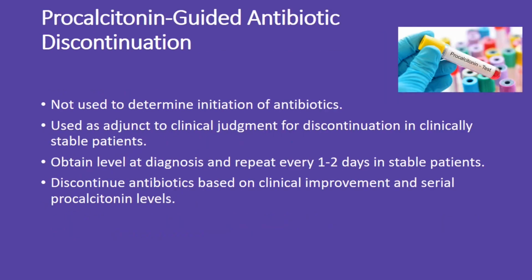Procalcitonin-guided antibiotic discontinuation. Not used to determine initiation of antibiotics. Used as an adjunct to clinical judgment for discontinuation in clinically stable patients. Obtain level at diagnosis and repeat every 1 to 2 days in stable patients. Discontinue antibiotics based on clinical improvement and serial procalcitonin levels.